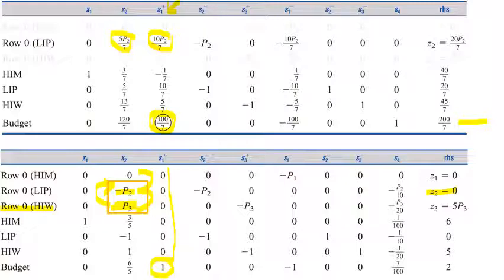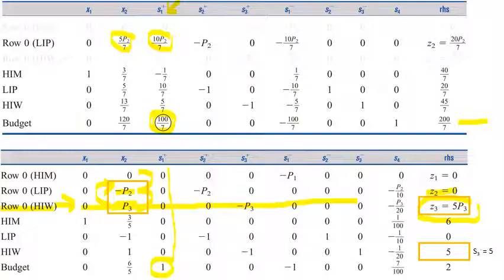Now, if we try to find another variable that is also positive in this row, for row 0 HIW, we do not find any other variable with a positive coefficient, which means that we cannot do anything for this table anymore. Which means that we have reached a point where we need to stop, although this solution is not optimal because Z3 is not 0 yet. It is still equal to 5P3.